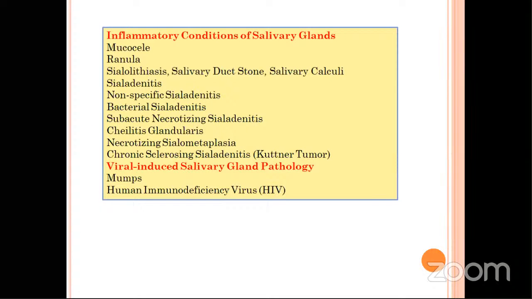So these are all the inflammatory conditions of the salivary glands. Mucocele and ranula occur due to trauma to the minor salivary glands, with accumulation of mucin. Followed by that, sialolithiasis causes inflammatory enlargement. And non-specific sialadenitis includes bacterial sialadenitis, necrotizing sialometaplasia, and chronic sclerosing sialadenitis or Kuttner's tumor, which is especially seen in the submandibular gland. The viral-induced salivary gland pathology is seen in HIV and mumps.